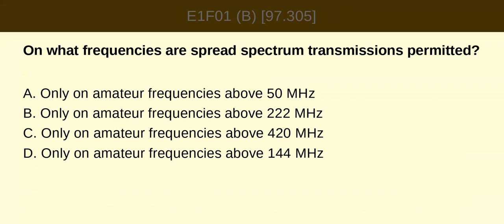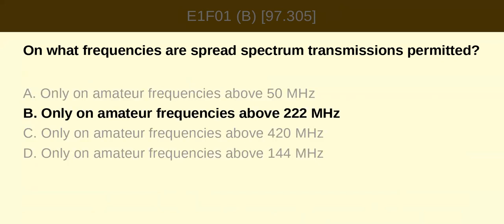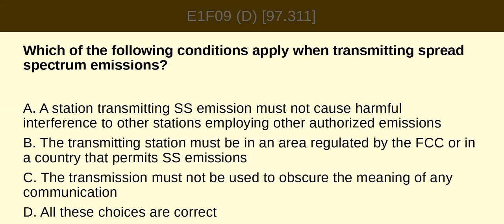Or encrypted. On what frequencies are spread spectrum transmissions permitted? Bravo. Which of the following conditions apply when transmitting spread spectrum emissions? Must be D, because I think at least two of them I got. Well, it has to be all three. Can't just be two, but in this case, it's all three. Two of the three is a good possibility. Yeah.